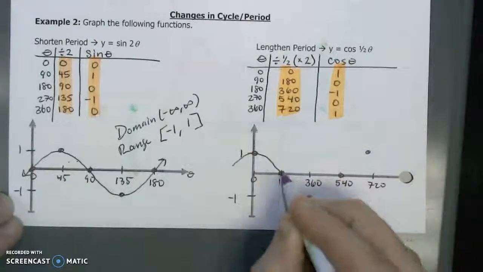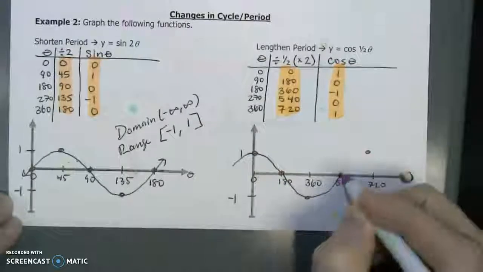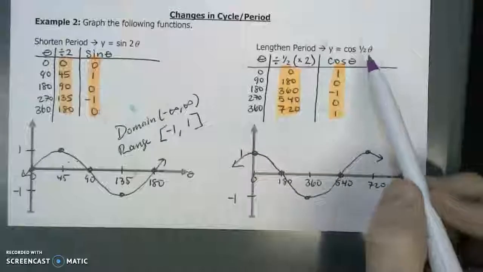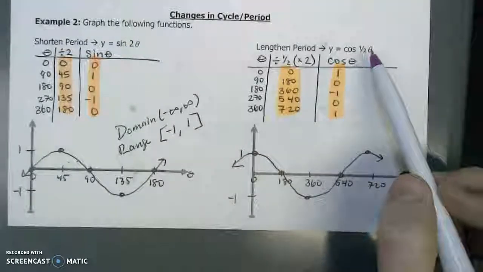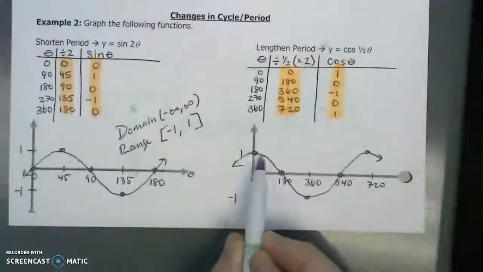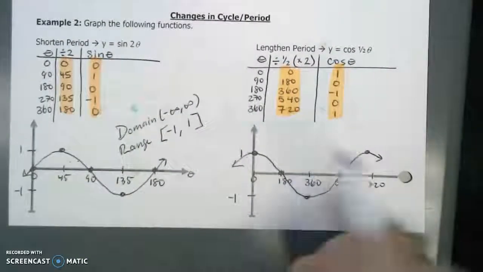So we saw the 1/2 changed our cycle, and what that really tells me is that you're only going to complete half of a cycle within 360 degrees. And we see from 0 to 360, it's only half of a cycle. It was only up to down. You didn't go back up. So that's what the 1/2 tells you.